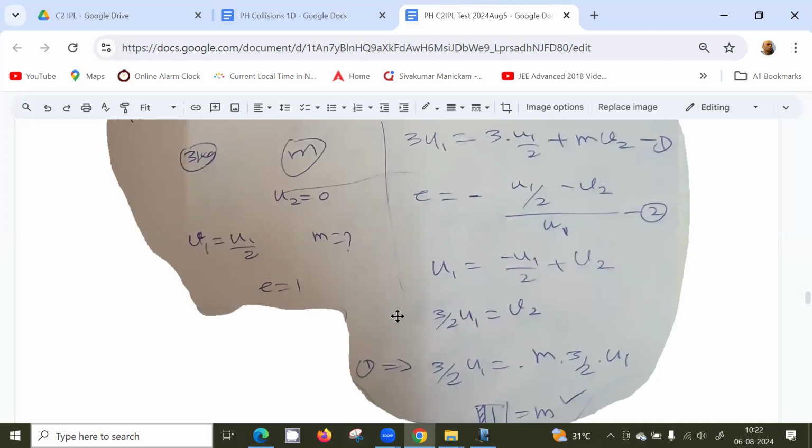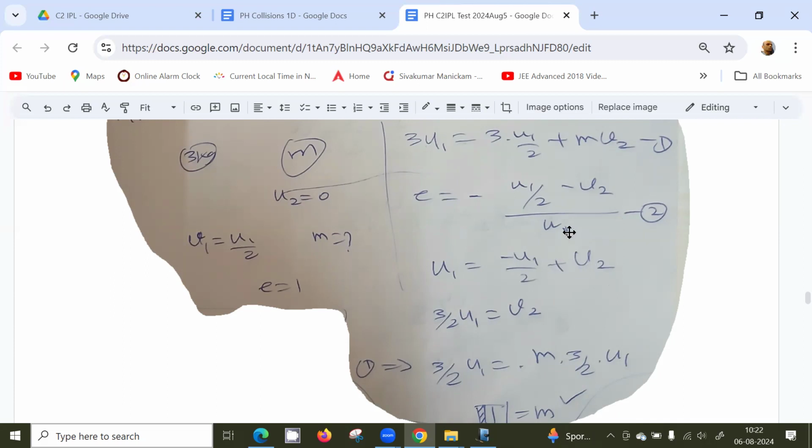Okay. So momentum is conserved. Initial momentum is 3 U1. Final momentum is 3 into V1, which is U1 by 2, and then m into V2. So this is one equation. And the coefficient of restitution is minus final relative velocity by initial relative velocity. Final relative velocity is U1 by 2 minus V2, and the initial relative velocity is U1 minus 0. Okay. And this is equal to 1.